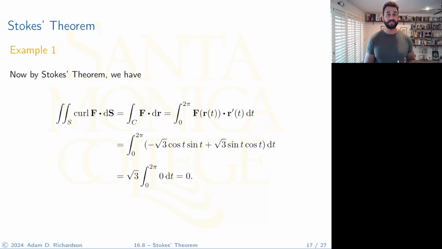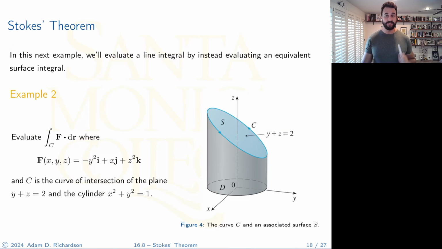Okay, now let's do another example. I do want you to try this one on your own as well, but this one we're going to go the opposite direction. So what I want you to do this time is evaluate a line integral by instead evaluating an equivalent surface integral. So this is a situation where you're not going to do a line integral, you're actually going to do a surface integral, and the surface integral is going to be easier to calculate in some respects.